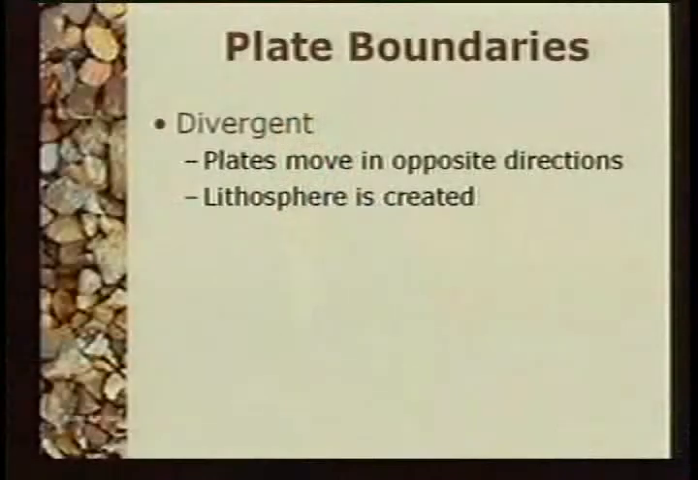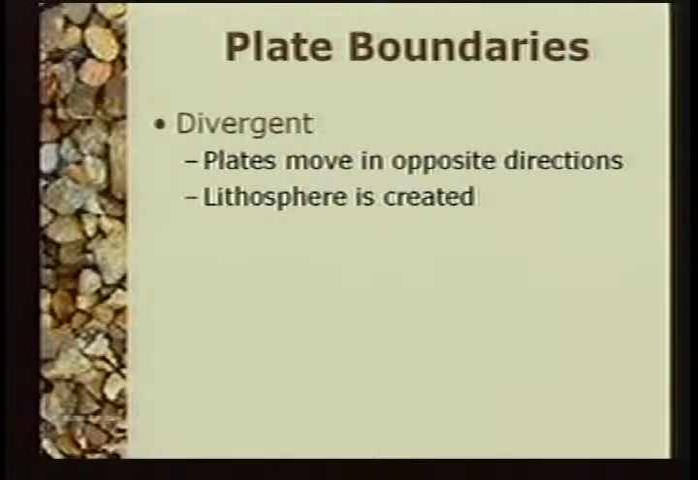The first type of plate boundary is the divergent plate boundary. In a divergent plate boundary, the plates move apart in opposite directions. A new lithosphere is created. The most common type of divergent plate boundary that we think of is the one associated with the mid-Atlantic spreading ridge.